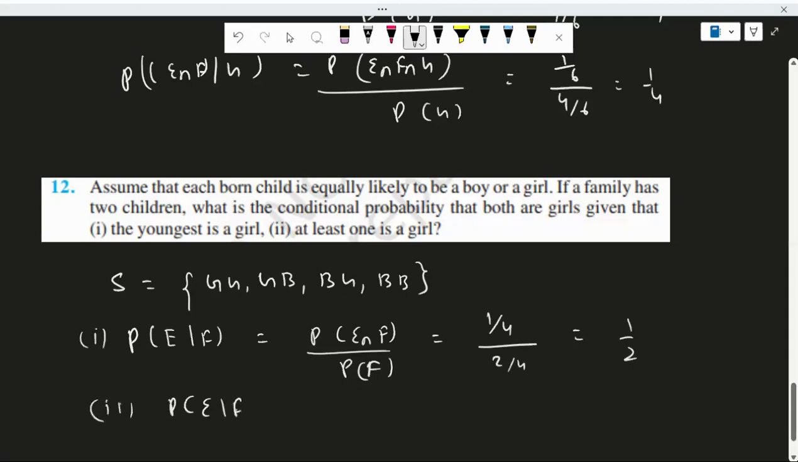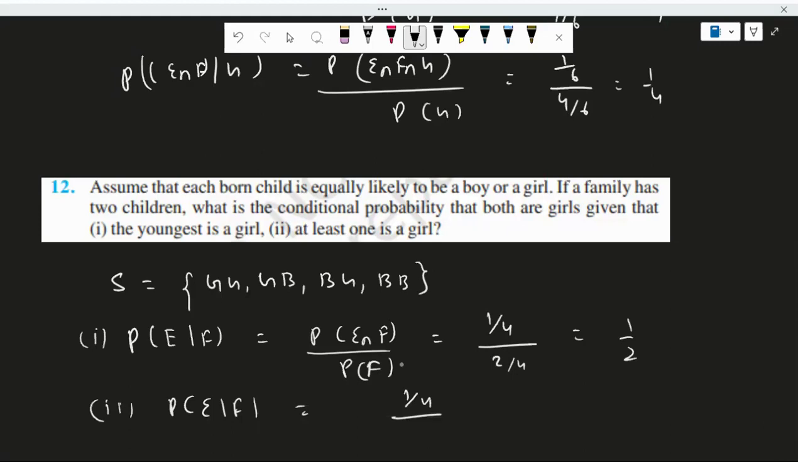P(E) over F. At least one girl and both are girls. So just one case. So that will be 1/4.